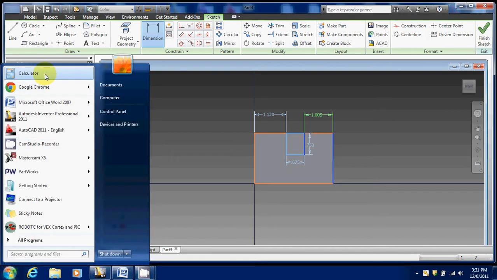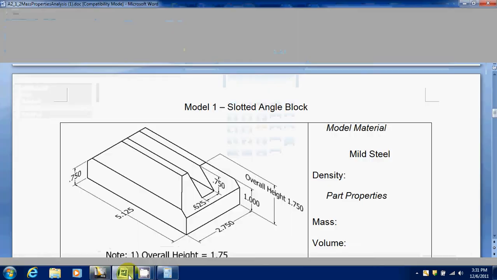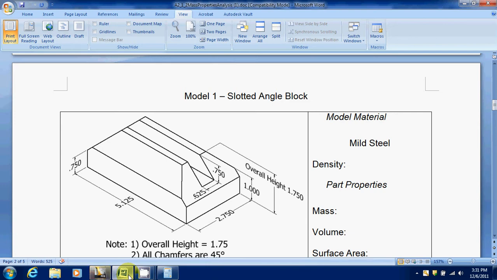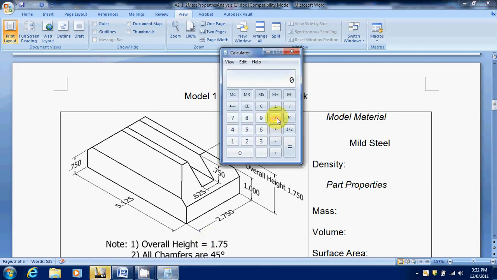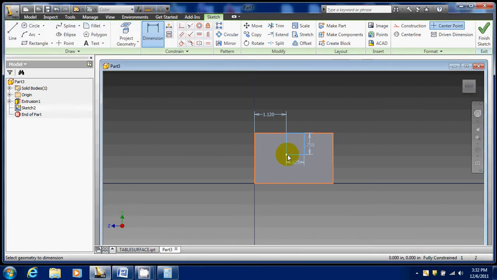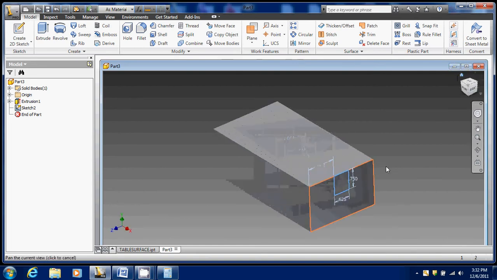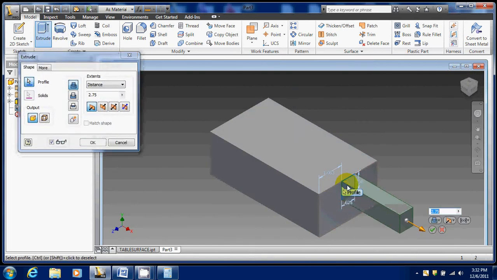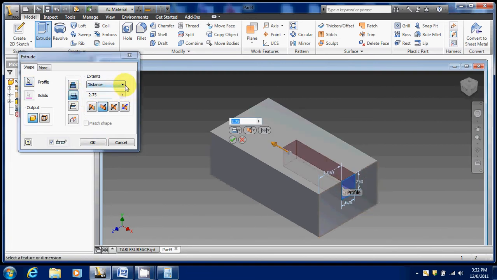Okay, calculator. We've got 2.75. 2.75 minus 0.625. Enter. Divide that by 2. 1.0625. Done. Finish the sketch. Home view. Extrude. Change to cut, distance to next.